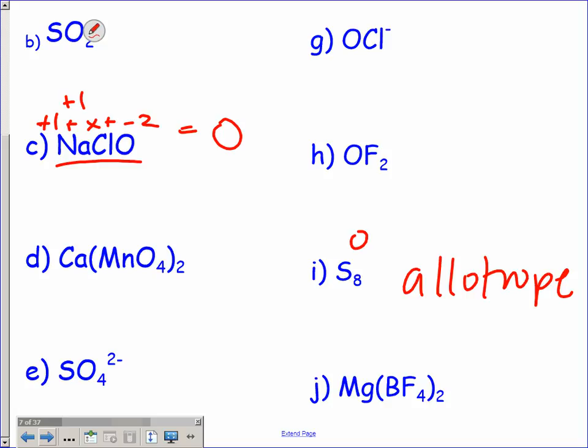All right, let's do this one up here. OCl minus. Now this is a polyatomic ion. It's not going to net 0. It's going to net what? What's going to be the net charge? -1, because the charge of the polyatomic ion is a -1. So who's prioritized here? Oxygen will get a -2. Okay. So the -2 plus something equals -1. So chlorine's oxidation state is what? A +1.